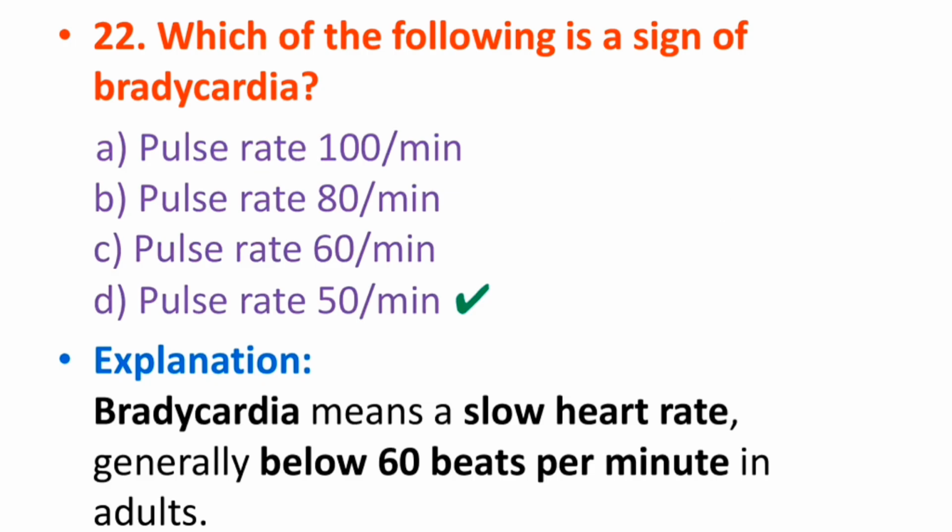Which of the following is a sign of bradycardia? Option A, pulse rate 100 beats per minute; option B, pulse rate 80 beats per minute; option C, pulse rate 60 beats per minute; option D, 50 beats per minute. The correct answer is option D. Bradycardia means slow heart rate, generally below 60 beats per minute in an adult.